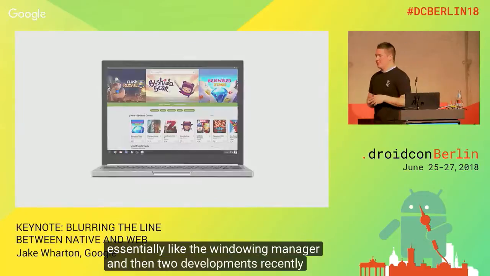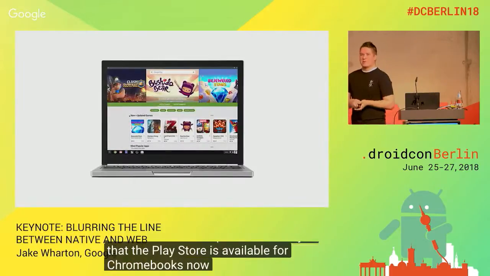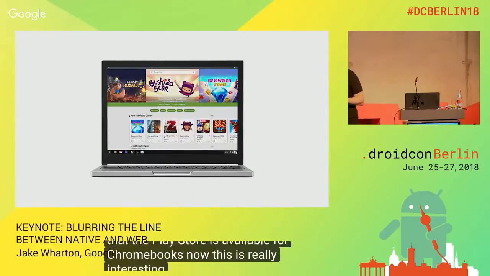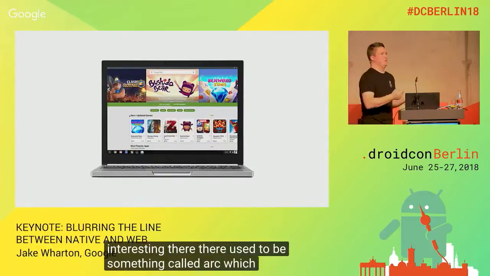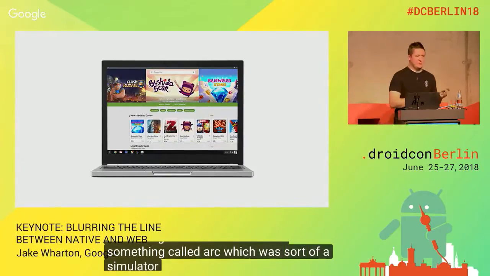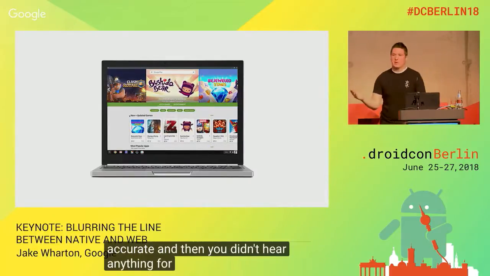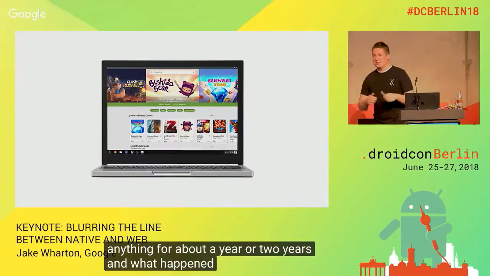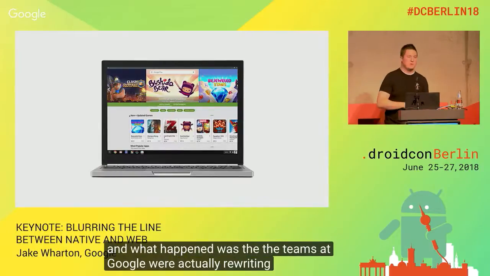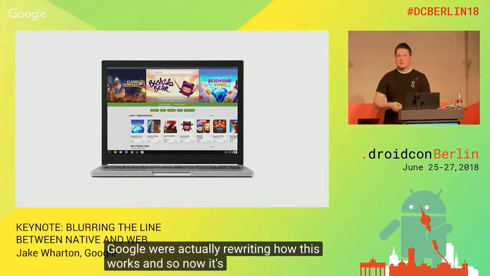And then two developments recently: the Play Store is available for Chromebooks now. This is really interesting. There used to be something called Arc, which was sort of a simulator for Android. It wasn't very accurate. And then you didn't hear anything for about a year or two. What happened was the teams at Google were actually rewriting how this works. And so now it's completely different.